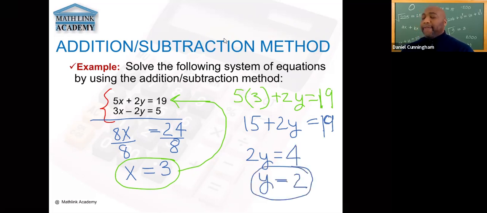And that's what we have here. Now, if you want to write this answer as an ordered pair, it's (x, y). And so we have (3, 2). That is our answer in this particular case. (3, 2), or you can say x is equal to 3, y is equal to 2.